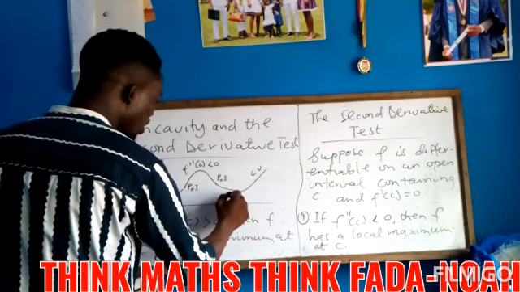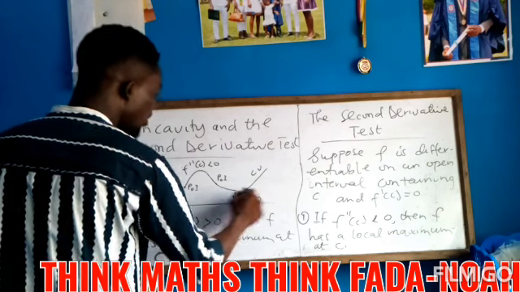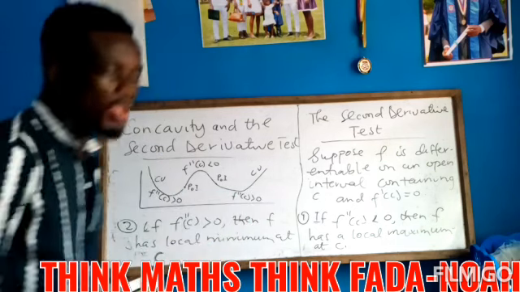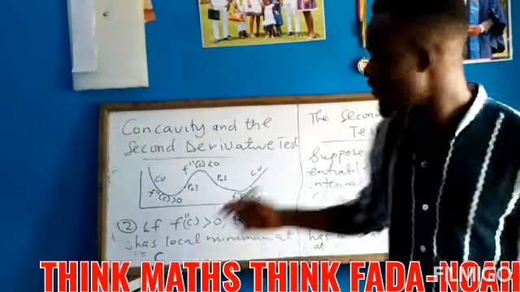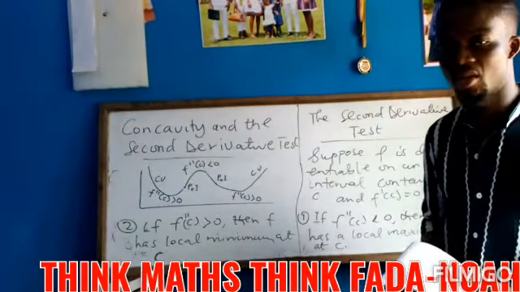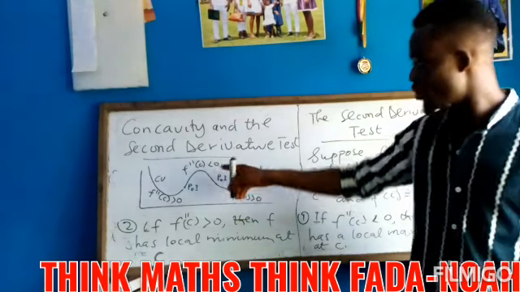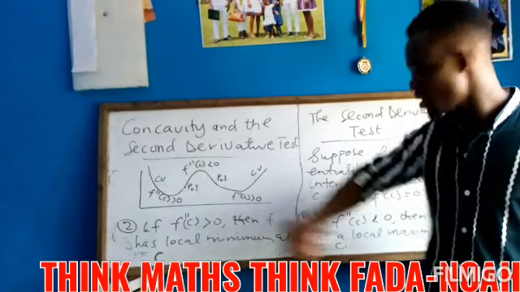The same thing here, f double prime of c should be greater than 0. Whenever we have a minimum turning point or minimum value, f double prime of c is always greater than 0. And whenever we have a maximum turning point, f double prime of c is less than 0.